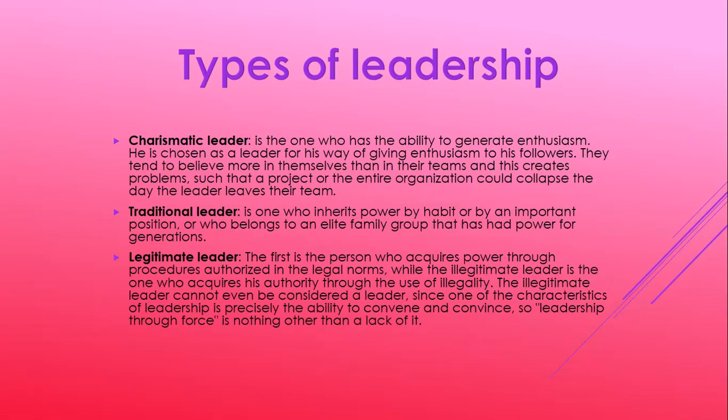Traditional leader is one who inherits power by habit or by an important position, or who belongs to an elite family group that has had power for generations. Legal leader is the person who acquires power through procedures authorized in the legal norms, while the illegitimate leader is the one who acquires his authority through the use of illegality. The illegitimate leader cannot even be considered a leader, since one of the characteristics of leadership is precisely the ability to convene and combine, so leadership through force is nothing other than a lack of it.